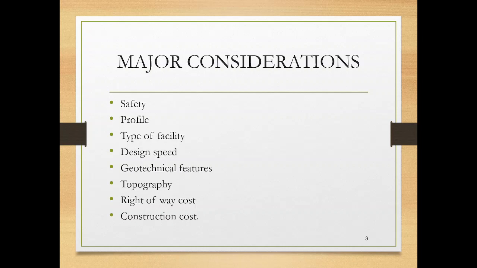And then we have to think about geotechnical features, the soil properties: whether we have to strengthen the soil, or provide retaining walls, or whether filling is required, something like that. Then the topography, whether it is going along a river or a water path, or whether there are mountains and things like that. Then the right of way cost: you can have a very nice and excellent road, but if the right of way cost is very high, your whole effort is useless. And then of course we have to consider the construction cost as well, right?